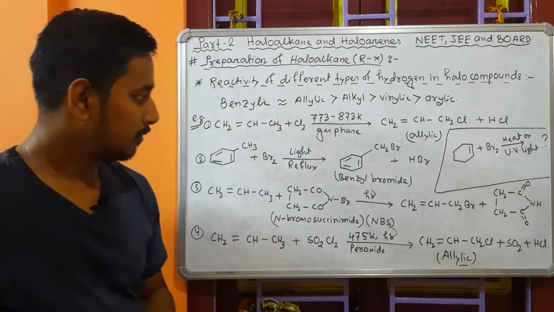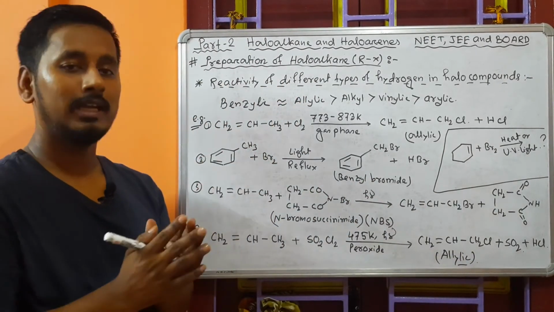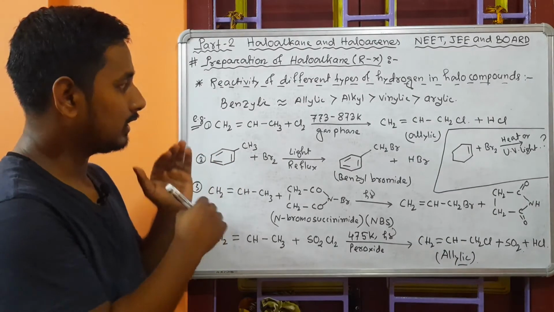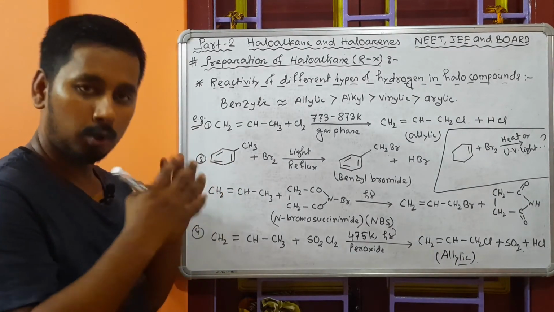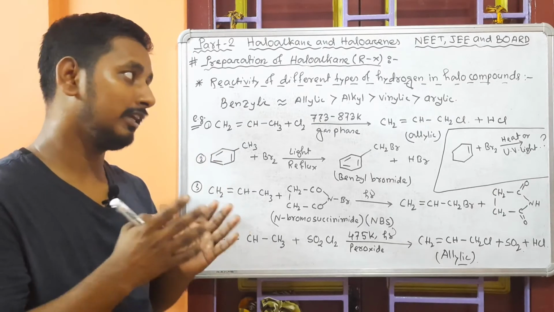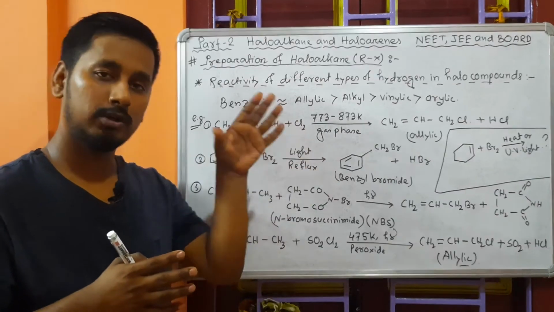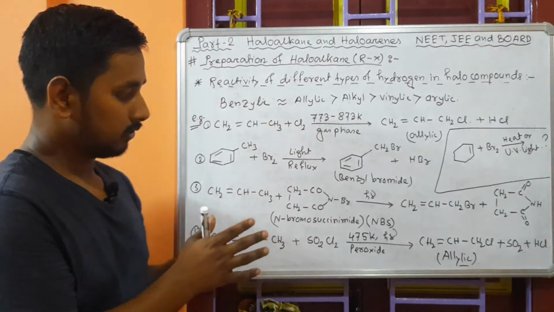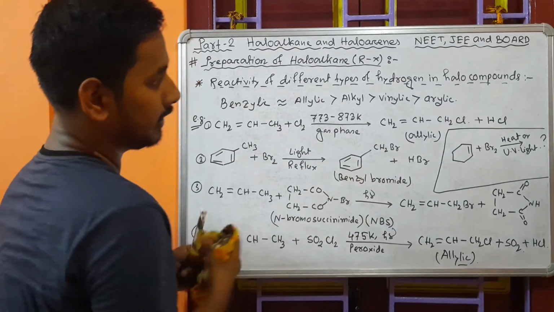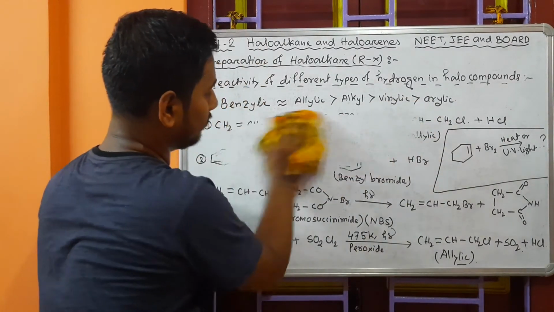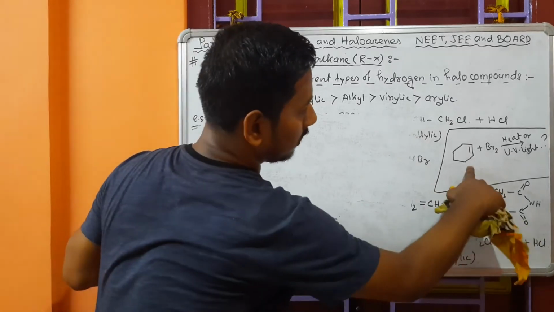So you just remember that the allylic or benzylic hydrogens are the most reactive hydrogens, and they give the allylic product or benzylic product. Okay, so similarly one example is here. See this example. Here, this one.